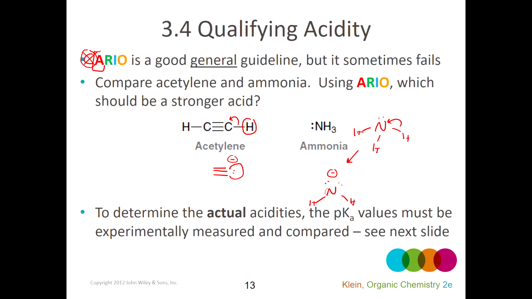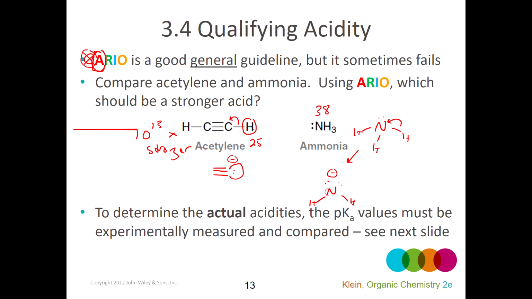So even though the atom carrying the charge is different, and that normally is enough for me to distinguish which is a stronger acid, it turns out when I look at the actual pKa values here, I see that the acetylene's pKa value is about 25, and the ammonia's pKa value is 38. So 13 pKa units difference, which is 10 to the 13th. So the acetylene is 10 to the 13th times stronger.